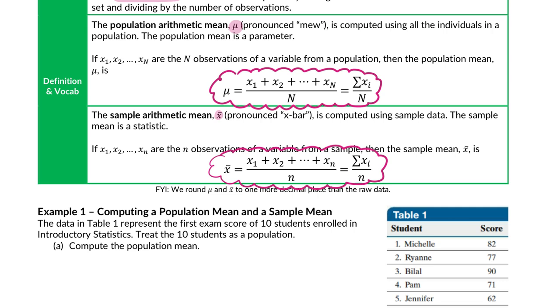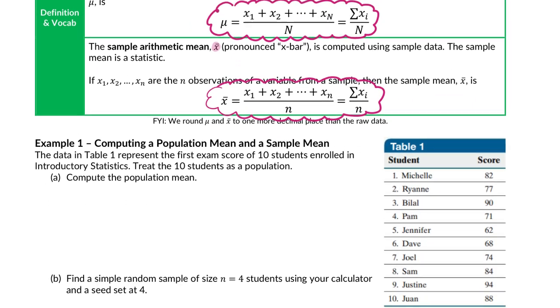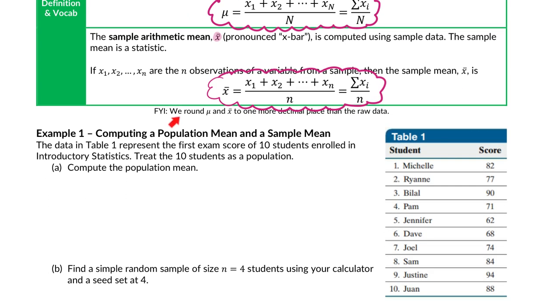There's a nice little FYI right here. FYI, we generally round mu and x bar to one more decimal place than the raw data. So immediately, we're using whole numbers here, which means our answer for mu will be one decimal, because we're using one more decimal than the data. And so if we don't have any decimals showing, you give me one decimal. That's a general rule. Make sure you read the instructions for how it wants you to round, but that's the general rule.